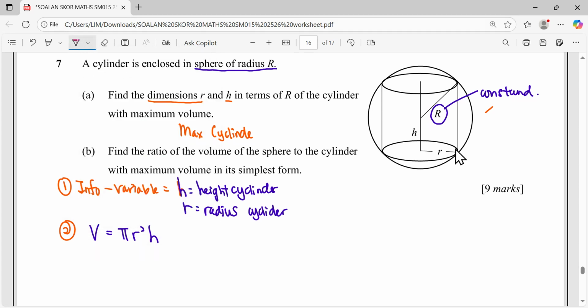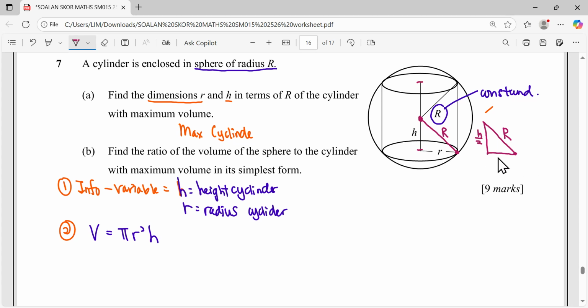So this is the r. We can form a triangle. From the center to the perimeter here, this is the radius of the sphere. This h that we want is the total height, so the triangle here only takes half of it. So this is h over 2. This is the height of the cylinder, but we want this length only, so h over 2.